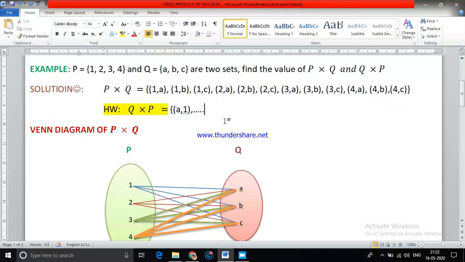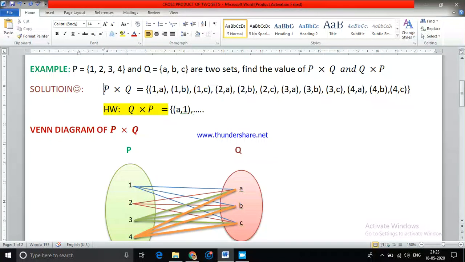Now what do you say? Are they equal, P cross Q and Q cross P? If I want to say both are equal, then I have to check whether every element is the same or not. Do you think (1, A) and (A, 1) are equal? No, they are not equal. In coordinate geometry we studied (2, 1) and (1, 2), (5, 6) and (6, 5), all are different. So that's why they are not equal. The Cartesian product is not commutative. If P cross Q were equal to Q cross P, then I could say it is commutative, but they are not equal, hence they are not commutative.